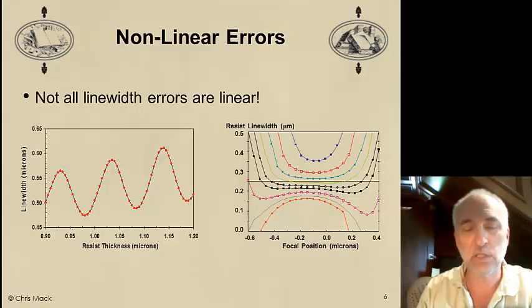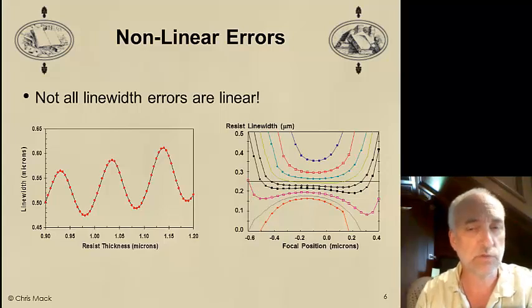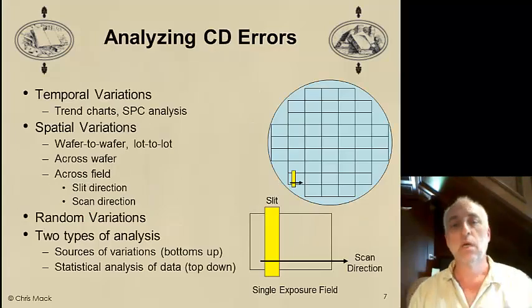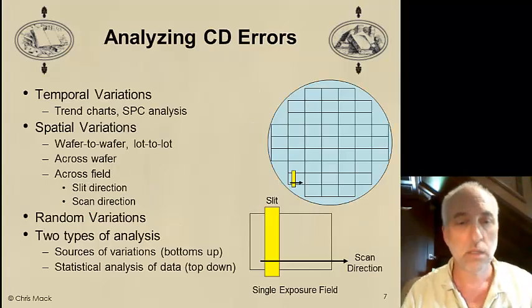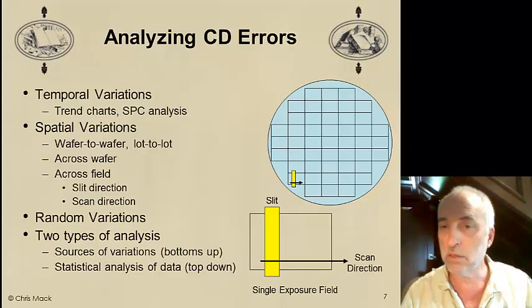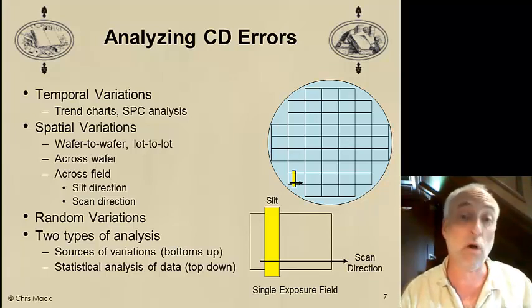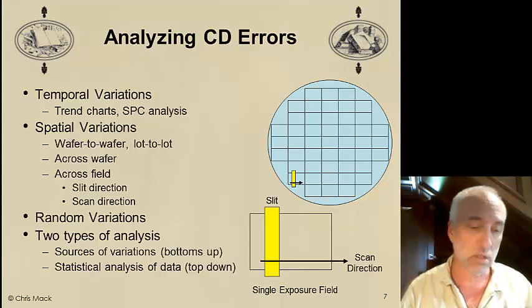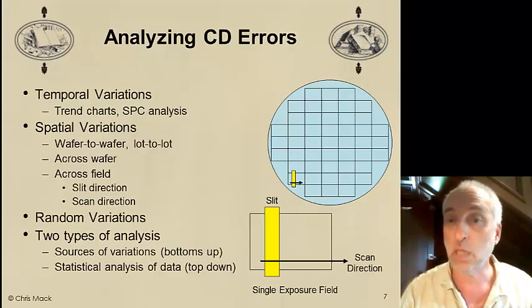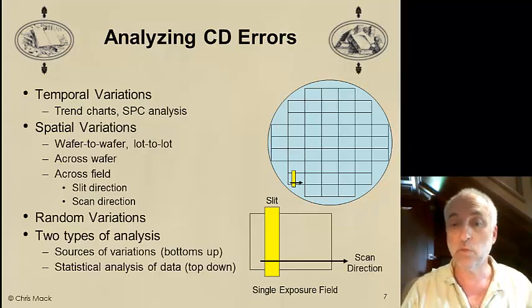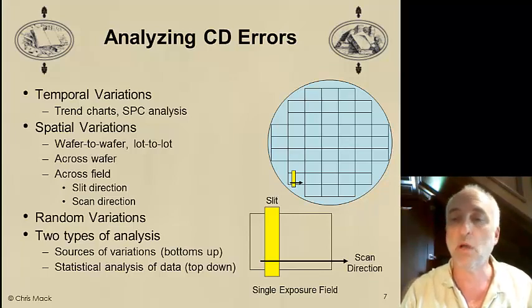So we can't use this linearization of our delta CD for all cases, but for some cases, in particular exposure, it works well. When we think about the errors in CDs, we often try to figure out what caused them. So we see some result. There's a variation in the line width, and we want to dive down and say what's causing that variation and what can we do to improve it.